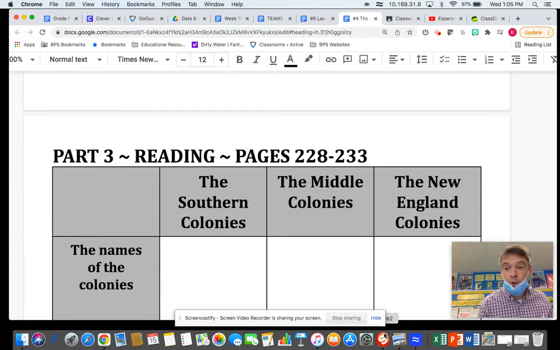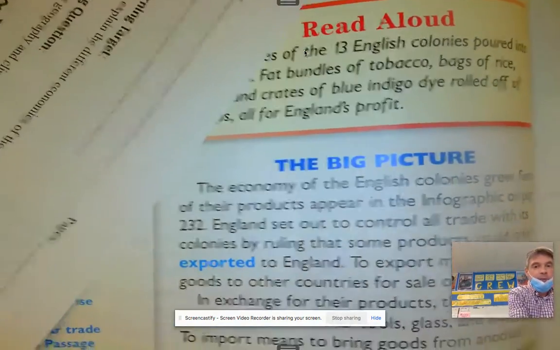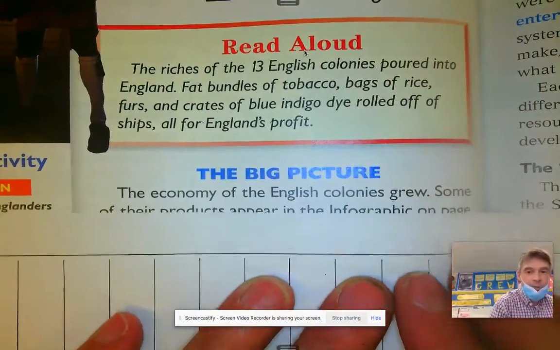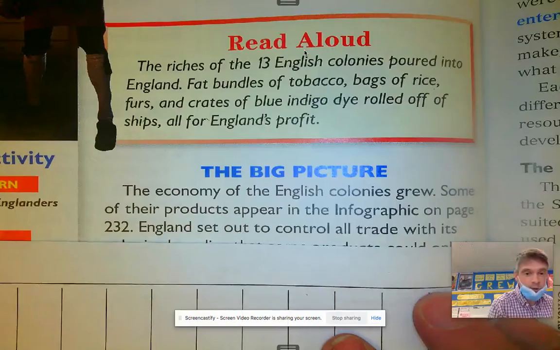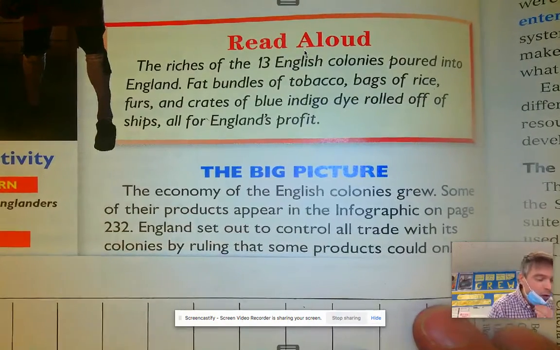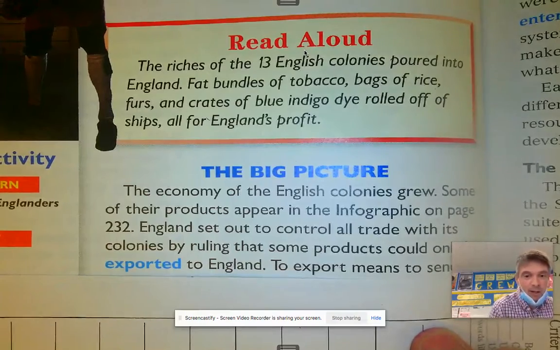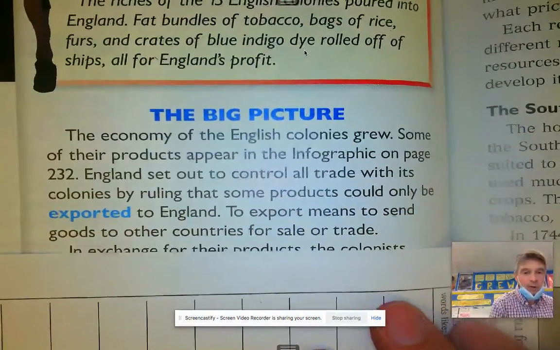Page 228 of your textbook. Okay, it says the big picture. The economy of the English colonies grew. Some of their products appear in the infographic on page 232, which you already looked at. England set out to control all trade with its colonies by ruling that some products could only be exported to England. To export means to send goods to other countries for sale or trade.